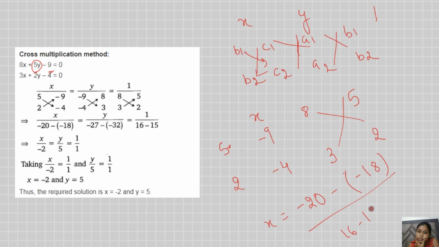So y will be equals to this a to c1 thing. Okay, so you will be getting something like minus 27 by cross multiplying this, and by this minus 32, and here you're getting 1. So the answer will be 5. So y will be equals to 5.